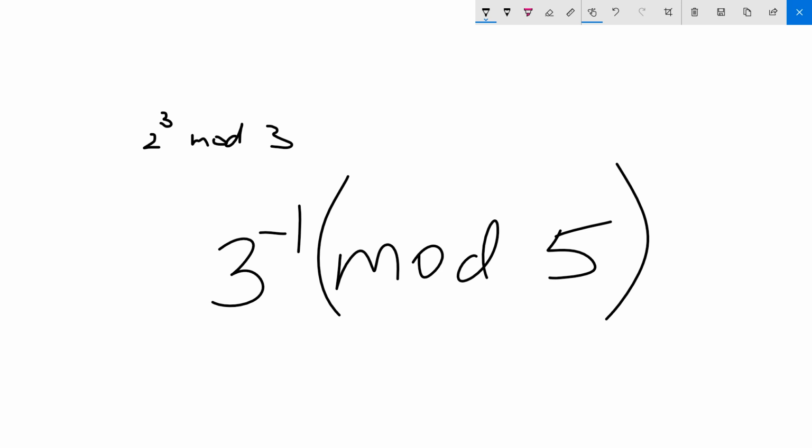It's the same thing here. But 1/3 is not an option in modular arithmetic. Everything's an integer. I'm asking you here, what can I multiply 3 by to get 1 if I'm working mod 5? So what is the inverse of 3 mod 5? 2. Because 3 times 2 is 6. Take the answer mod 5, you get 1. So the inverse of 3 mod 5 is 2.